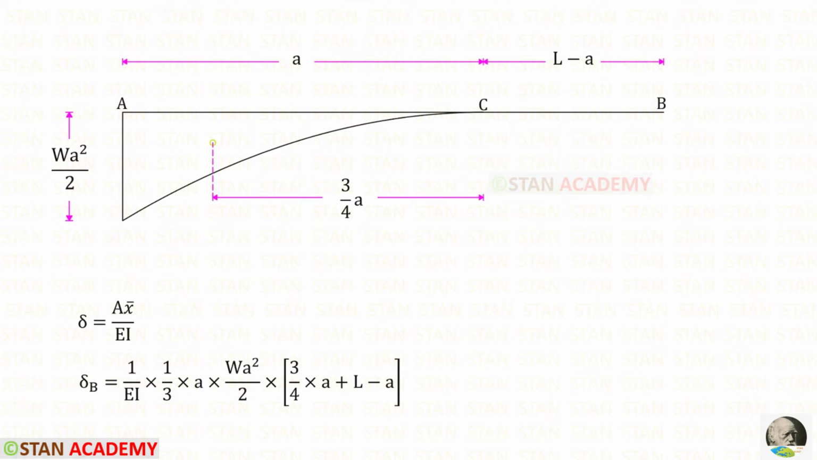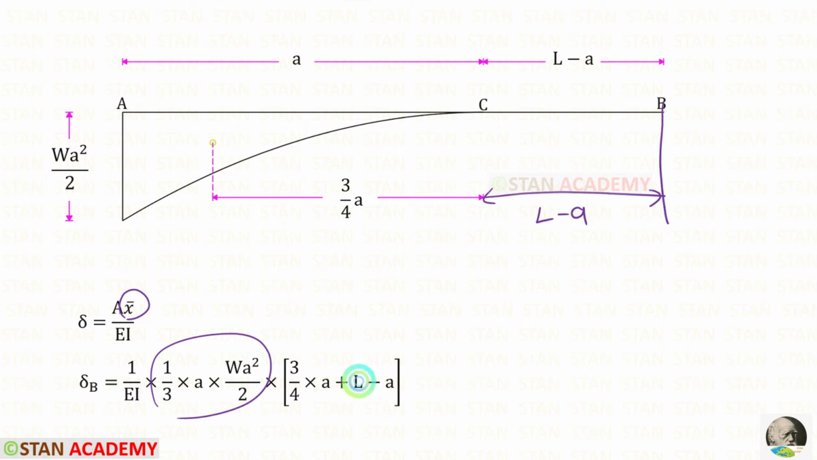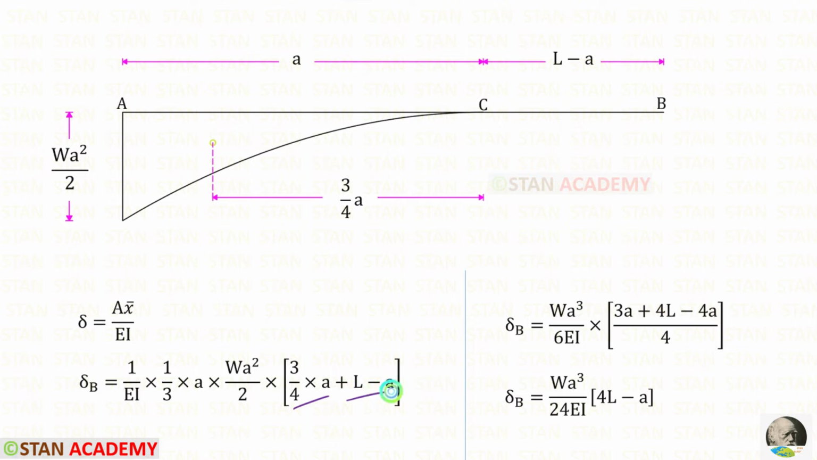Now we are going to find the deflection at B. The area is the same, only x bar will be different. We have to find the distance up to the point B, so we have to add this distance. This distance is L minus a. For these two terms, we can take LCM. We have to multiply this and this with 4. In this way, for the deflection at B, we will get this expression.